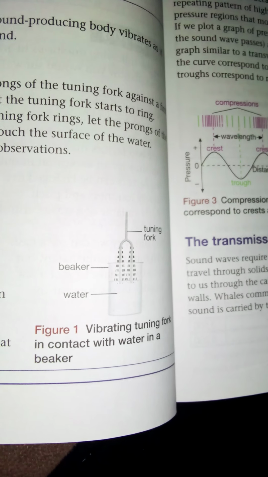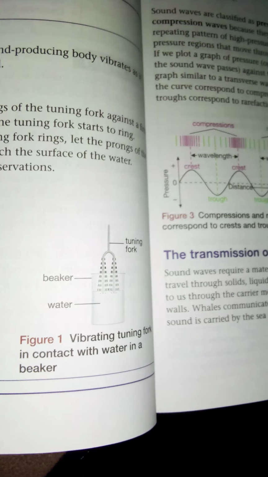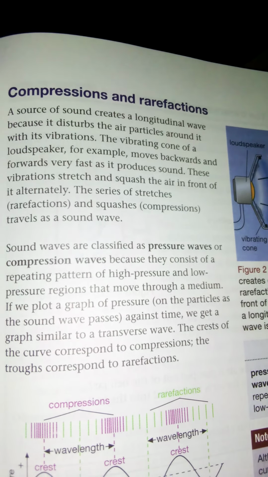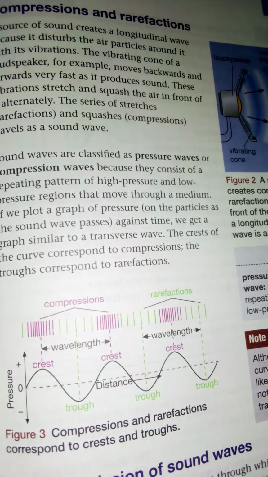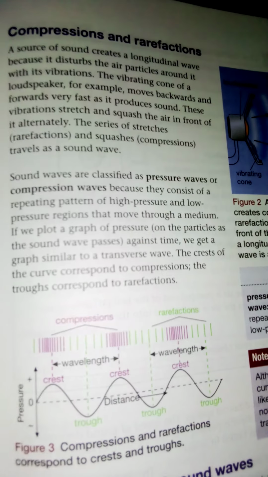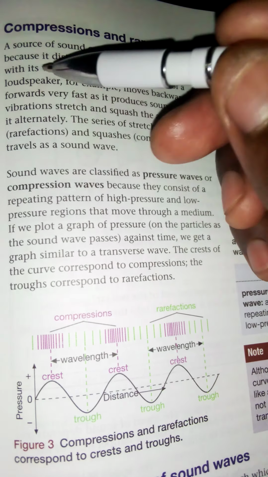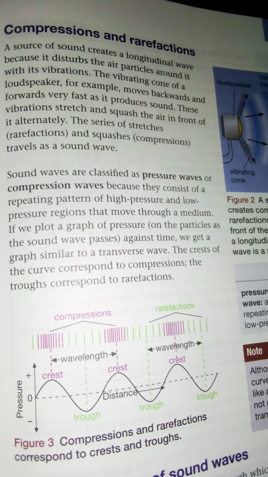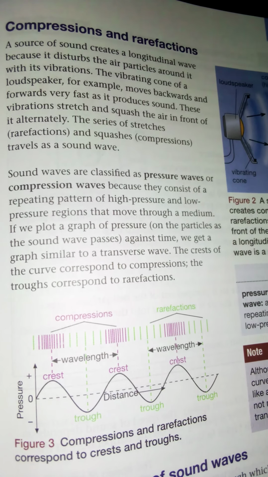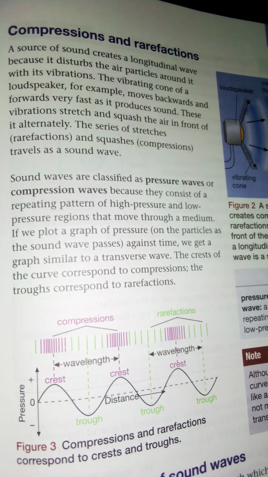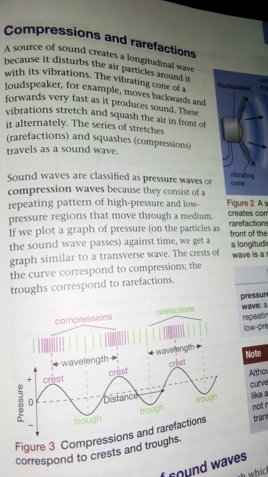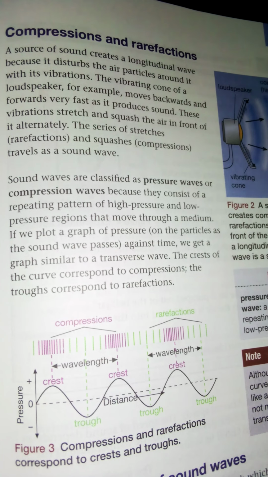Now, when the sound is being produced, it disturbs the air particles. And when it disturbs the air particles, there are two things that are formed. There's a region which is a compression, and a region which is a rarefaction. So two regions will be produced when you disturb the air particles. You produce sound, that sound disturbs the air particles, and when it goes through the air, it creates two regions.